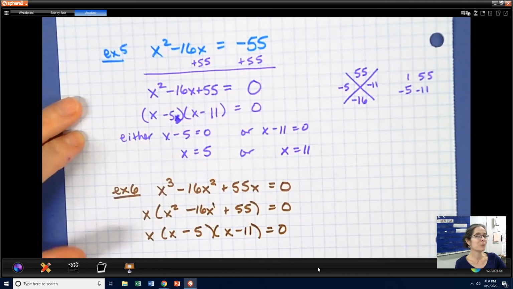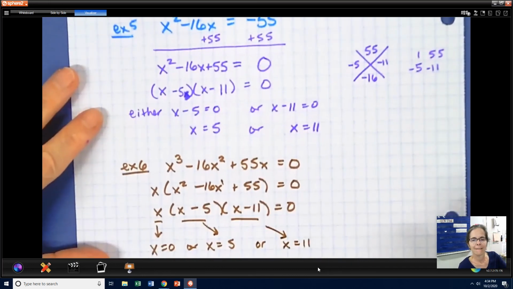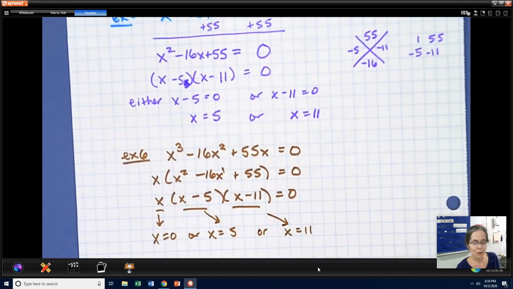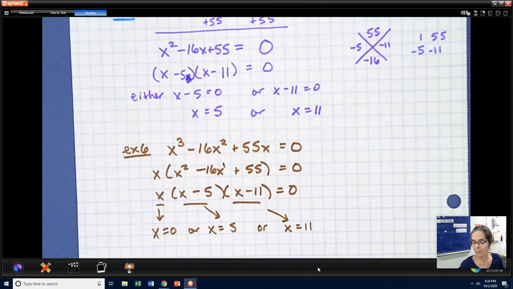So now when I use the zero product property, I've got 3 things multiplied together, so I'm going to have 3 answers. X itself could be 0, or x could be 5, or x could be 11. So I hope this is giving you a hint how you're going to be solving polynomials with higher degrees eventually. But right now, our main focus is on solving quadratics.